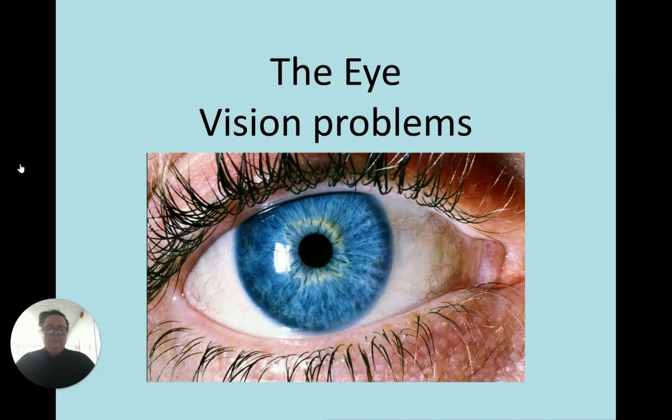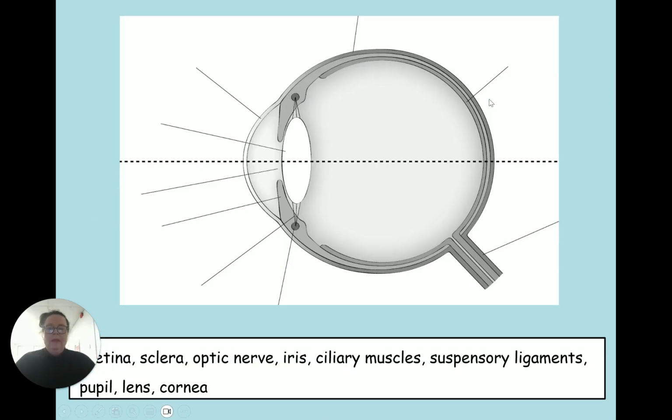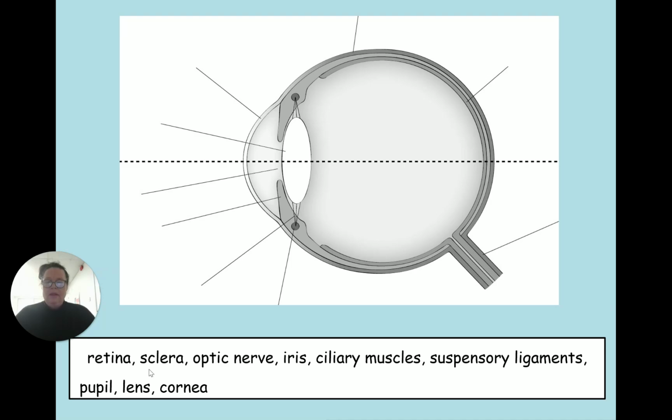Okay, so there's quite a lot of information about the eye. So here is a cross section, and one of the things you have to be able to do is put on all of these labels. Retina, sclera, optic nerve, iris, ciliary muscles, suspensory ligaments, pupil, lens, and cornea. So if you want to, you can pause the video and just have a little go and see how many you can remember before we have a look at each of them.